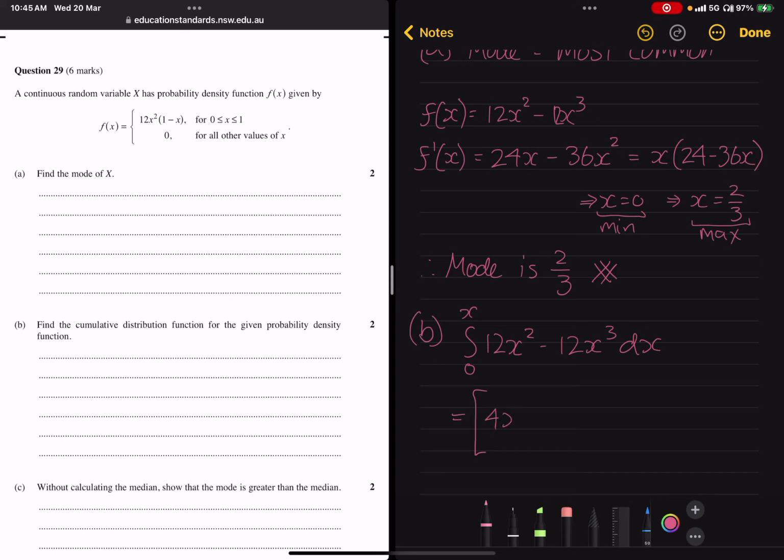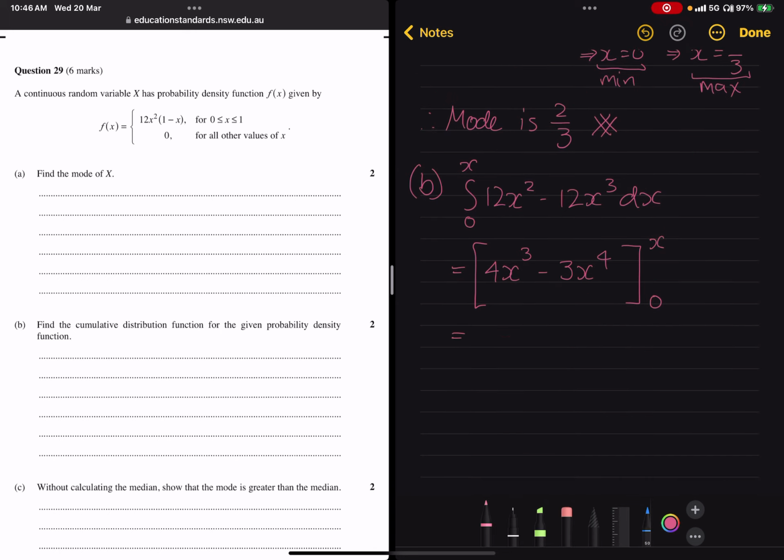So integral from 0 to x of 12x squared minus 12x cubed dx. If we evaluate this, 12x squared becomes 12x cubed on 3, so this will be 4x cubed. And then 12x cubed becomes 12x to the 4 on 4, so that's minus 3x to the 4. Evaluated at lower bound 0, upper bound x. At 0 it's just nothing. At x, it's 4x cubed minus 3x to the 4. So our cumulative distribution function, which we might call C of x, is equal to 4x cubed minus 3x to the 4. And this is the answer for part B.